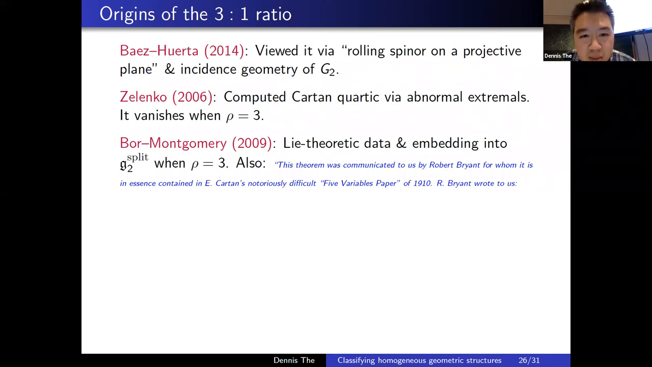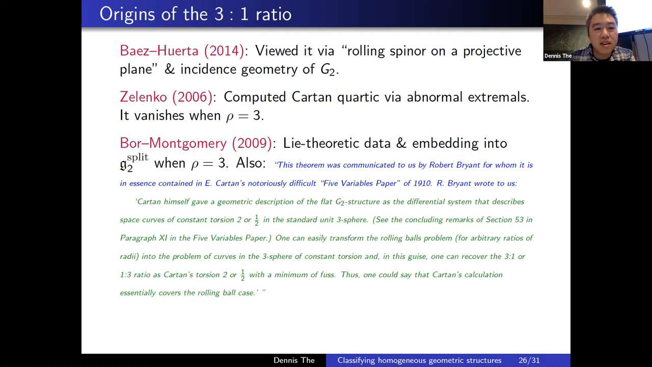I'll just take a couple extracts from their paper here. They said, this theorem was communicated to us by Robert Bryant, for whom it is in essence contained in Elie Cartan's notoriously difficult 5 variables paper of 1910. Robert Bryant wrote to us, Cartan himself gave a geometric description of the flat G2 structure as the differential system that describes space curves of constant torsion 2½ in the standard unit 3-sphere. See the concluding remarks in section 53, paragraph 11 in the 5 variables paper. One can easily transform the rolling balls problem for arbitrary ratios of radii into the problem of curves in the 3-sphere of constant torsion. And in this guise, one can recover the 3-to-1 or 1-to-3 ratio as Cartan's torsion 2½ with a minimum of fuss. Thus, one could say that Cartan's calculation essentially covers the rolling ball case.